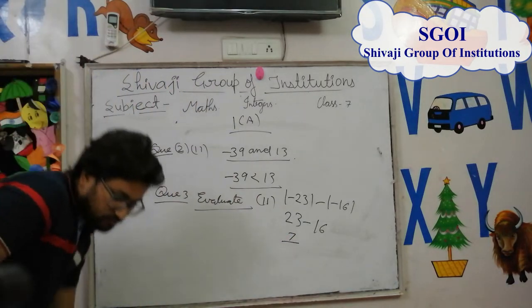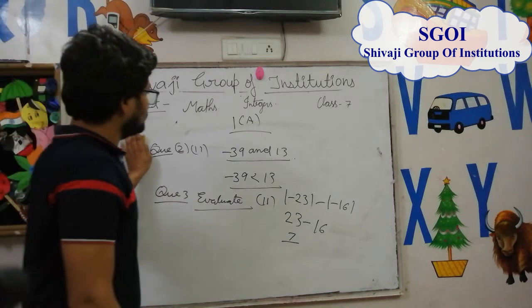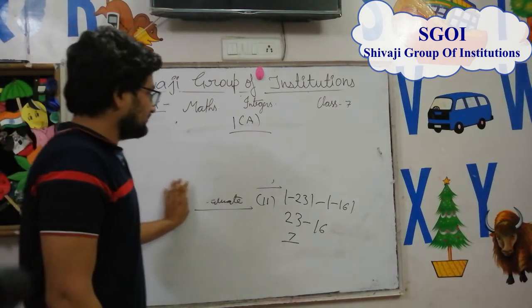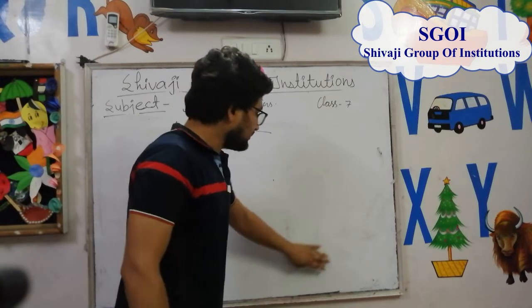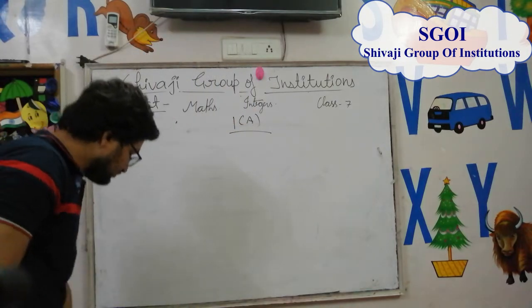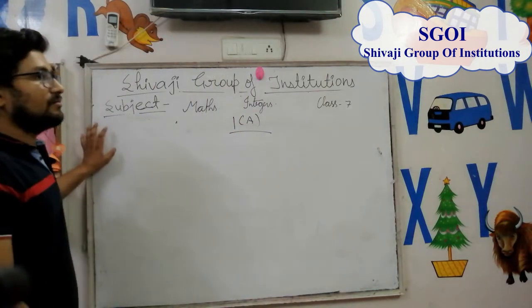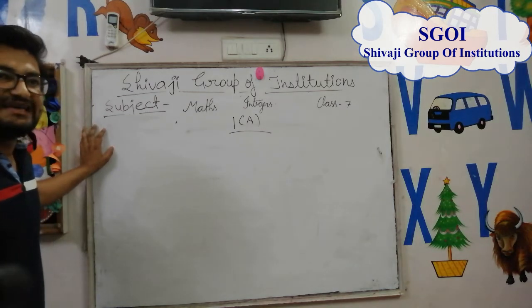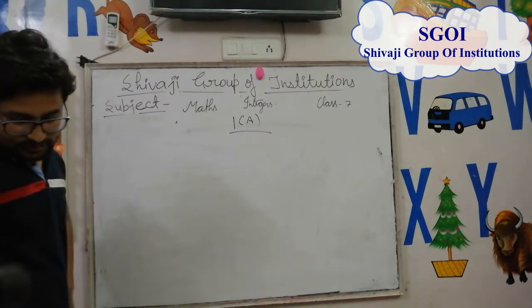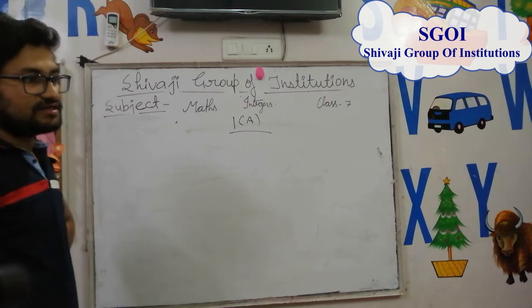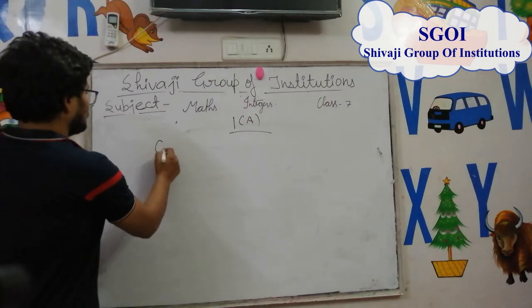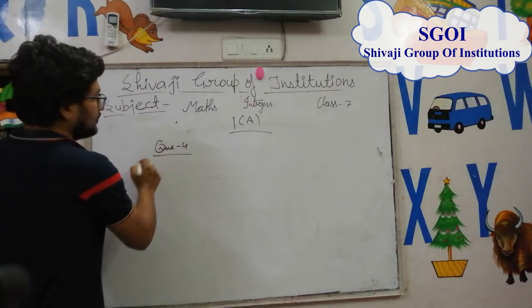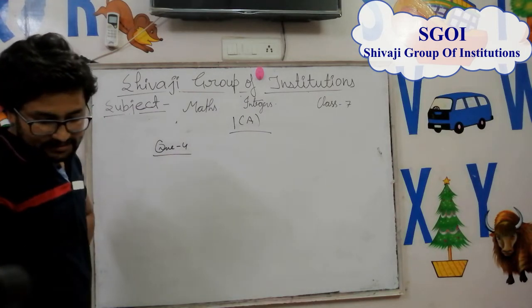Moving further to question number 4, it says arrange the given integers. You are already aware of the concept of ascending or descending order, but now you have to apply that to integers. In question number 4 you have to arrange the data into ascending order.